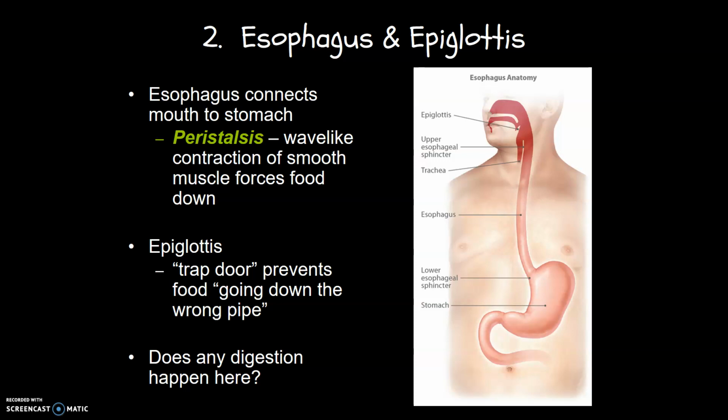Now, if you've ever eaten something and then immediately had to cough, this may have happened to you, where the food goes down what people call the wrong pipe. And so the epiglottis is designed to prevent food from going down into your airway. Now, you might be wondering if any digestion actually happens in the esophagus, and the answer is largely no. It is simply transporting food from the mouth to the stomach where further digestion can occur.